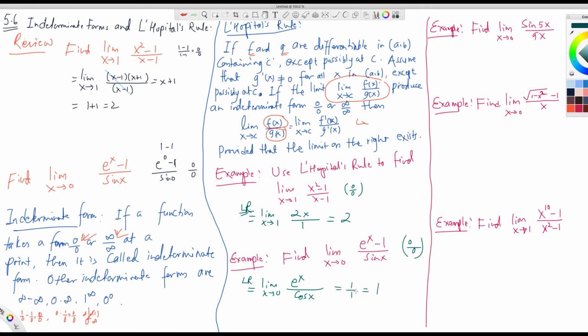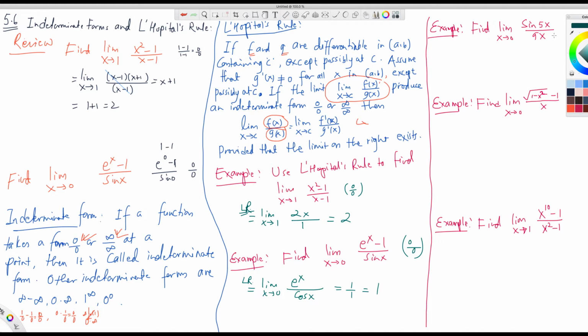See how easy it is. You don't have to factorize, you don't have to do anything. Just find the derivative of the top and the derivative of the bottom. But you need to have one of these indeterminate forms to use L'Hopital's rule: 0 over 0 or infinity over infinity. That is the main thing, and other indeterminate forms can be changed into one of these, so they are also okay.